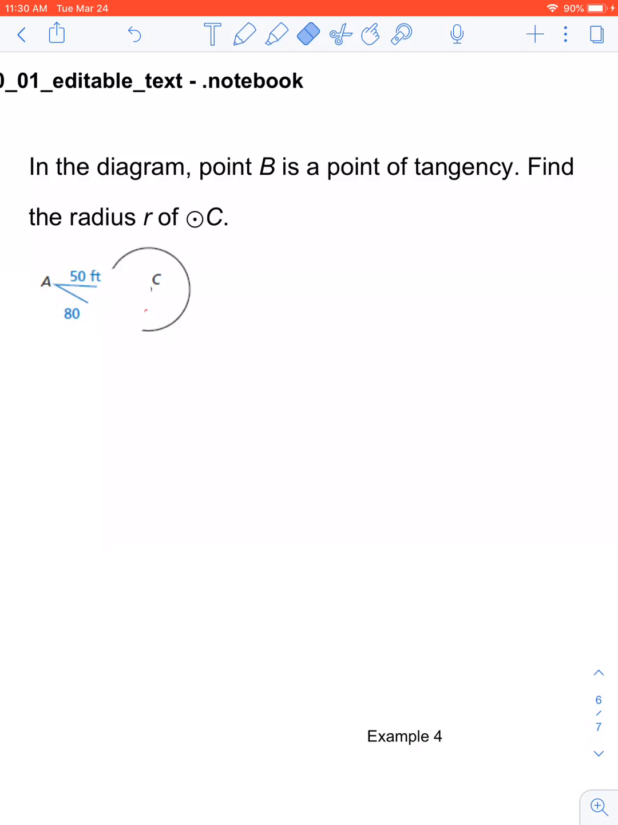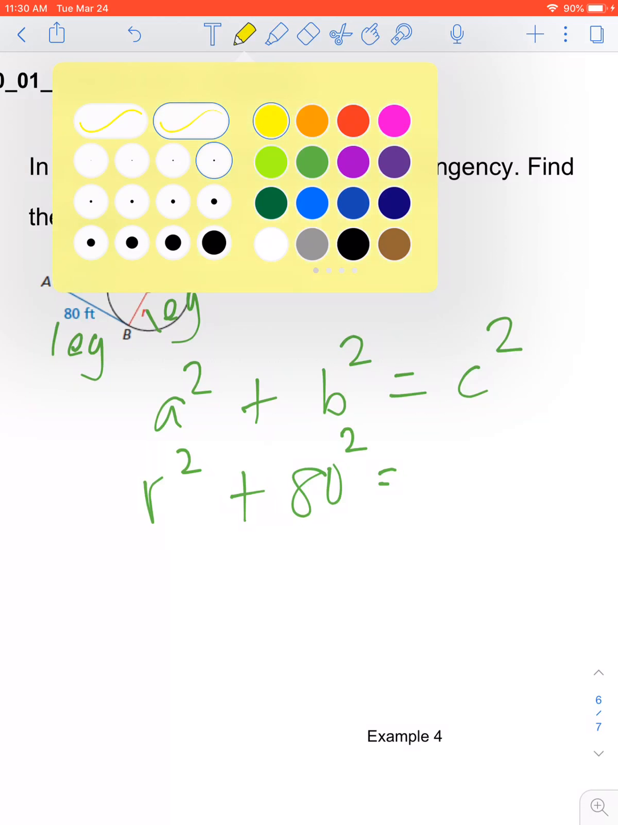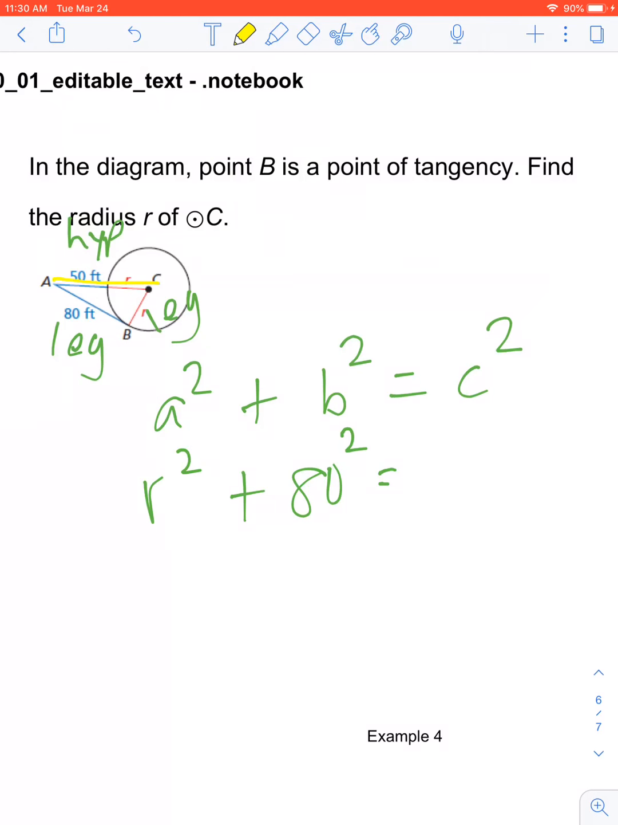All right, so let me erase that. Okay, here's what's going on. This is a leg. This is a leg. 50 is your hypotenuse. So when I set up the Pythagorean theorem, one leg is R squared, and the other leg is 8 squared. But friends, the hypotenuse is not 50, and it's not R. For the entire hypotenuse from A to C, we have to use segment addition, and it is (50 + R) squared.